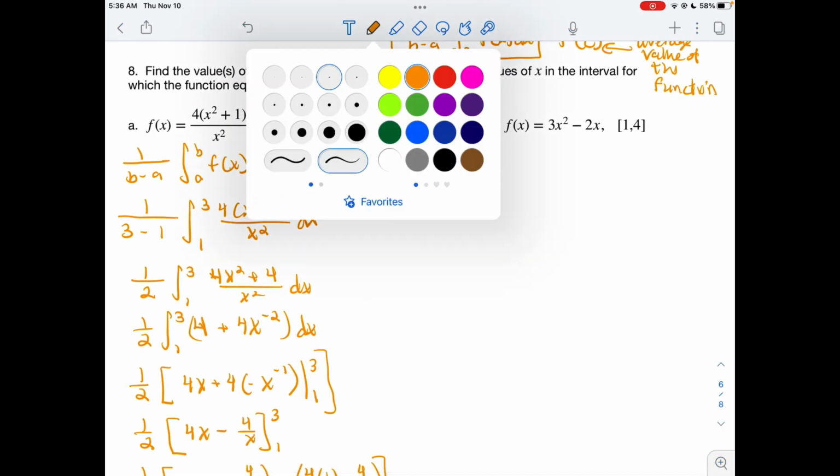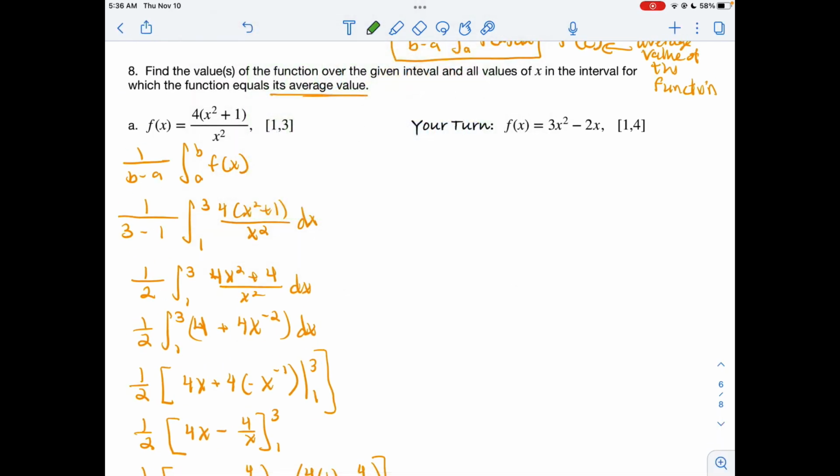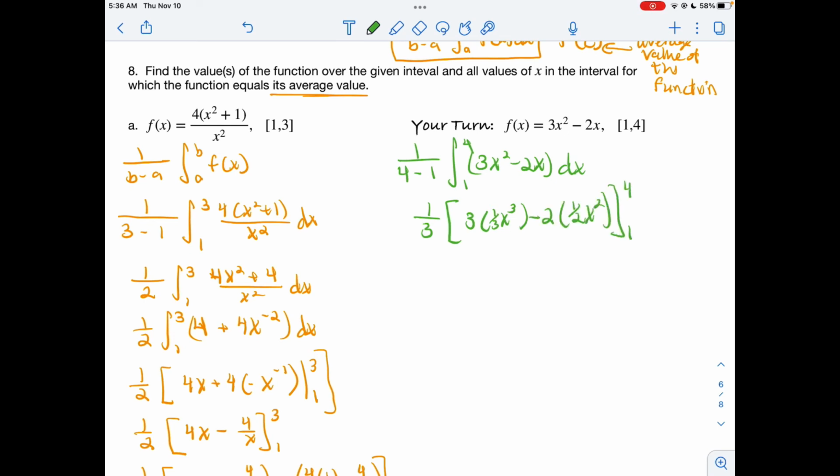You try this next one. Find the average value of the function on the interval from 1 to 4. So 1 divided by 4 minus 1 times the integral from 1 to 4 of 3x squared minus 2x dx is 1/3 of the integral from 1 to 4. And the integral from 1 to 4, using my antiderivative or integration process, gives us 1/3 times x cubed minus x squared, evaluated from 1 to 4. So that means I'm going to substitute in, using my Fundamental Theorem of Calculus, part 1, 4 in place of every x, minus substituting in 1 in place of every x.